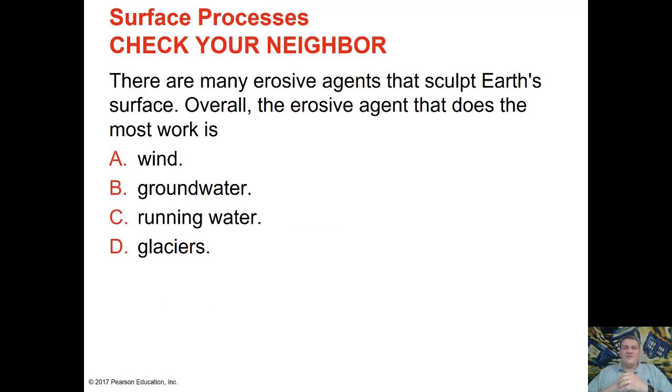There are many erosive agents that sculpt Earth's surface. Overall, the erosive agent that does the most work is A, wind, B, groundwater, C, running water, or D, glaciers. Go ahead and think about it, and we'll discuss in just a little bit.